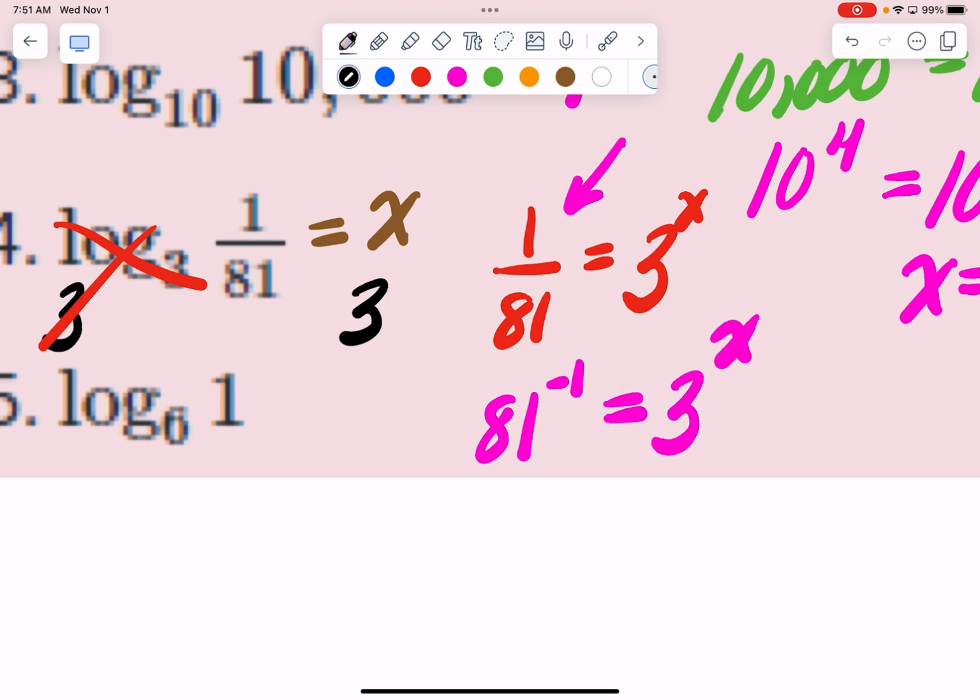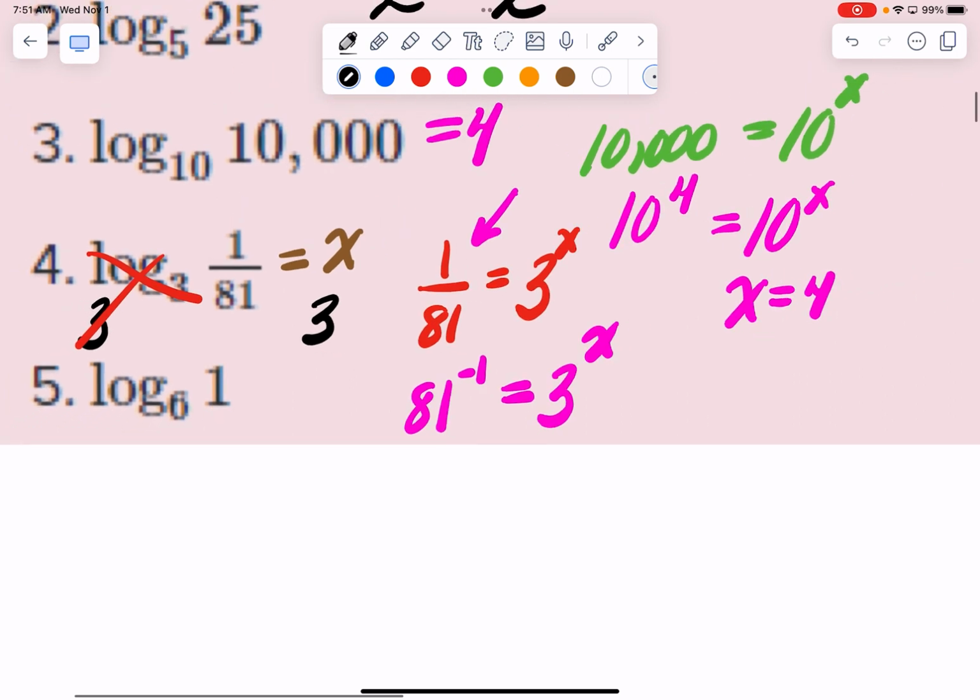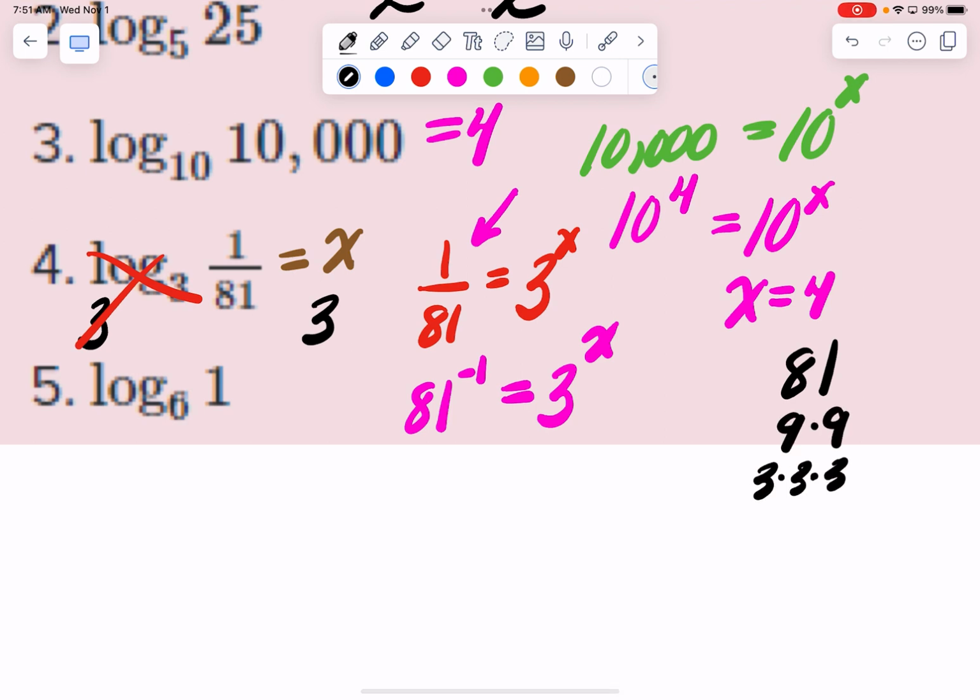And then I say I need both to be the same base. 81 can probably be base 3. If you're not sure, go off to the side and break it down all the way into its factors. Remember, the word factor means what multiplies to be this. So isn't that 9 times 9? 3 times 3 times 3 times 3. So isn't this base 3 to the 4th?